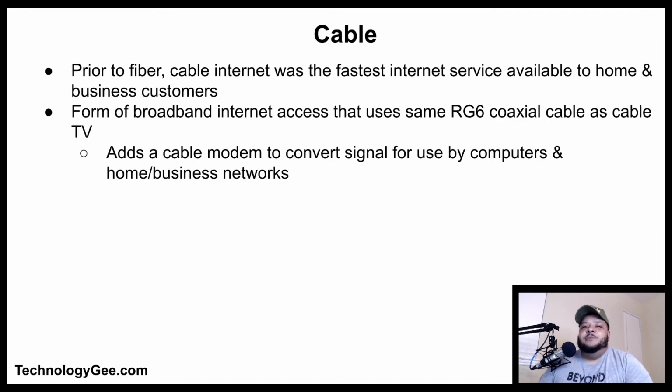Let's talk about cable. Prior to the advent of fiber optics, the fastest internet service available to home and business customers was cable internet. Cable internet is a form of broadband internet access which uses the same RG6 coaxial cable as cable television, but adds a device called a cable modem to convert the signal for use by computers and home business networks.